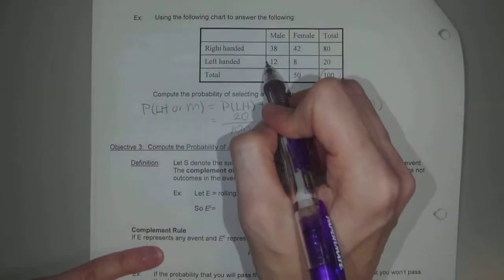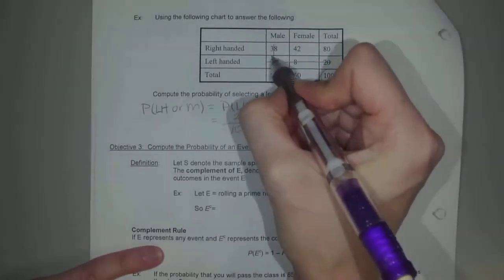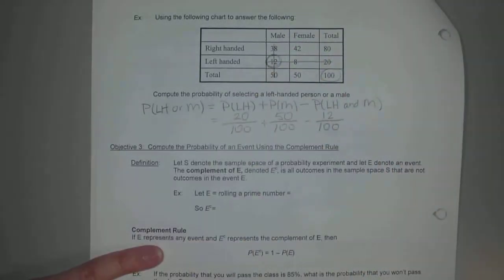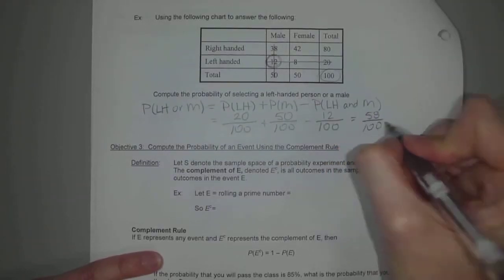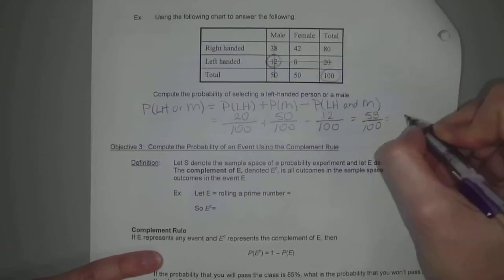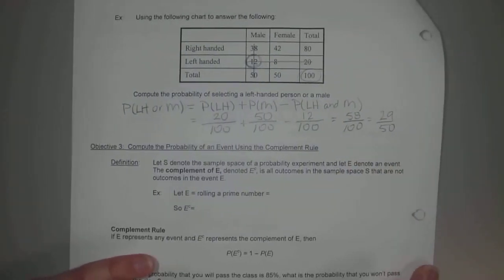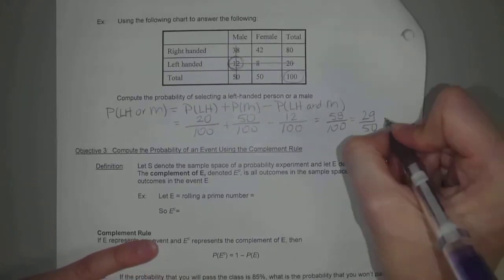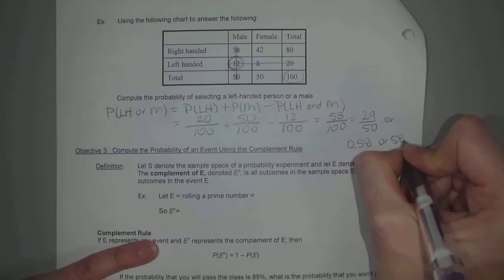When we do the left-handers, we do this row. When we do the males, we do this column. And who got counted twice? The left-handed males. Okay? So we got to subtract that out. And again, I would just do the math. 20 plus 50 is 70. Minus 12 is 58 out of 100. But that reduces to 29 out of 50. Does that look right? Or as a percent and decimal, 58% or 0.58.